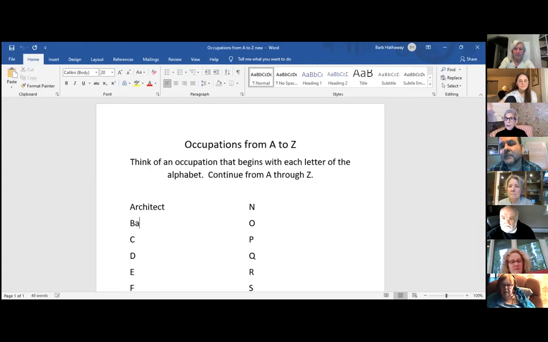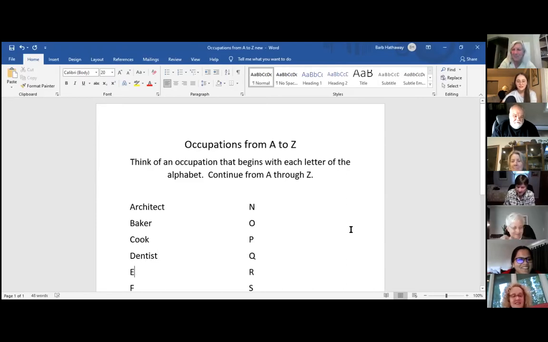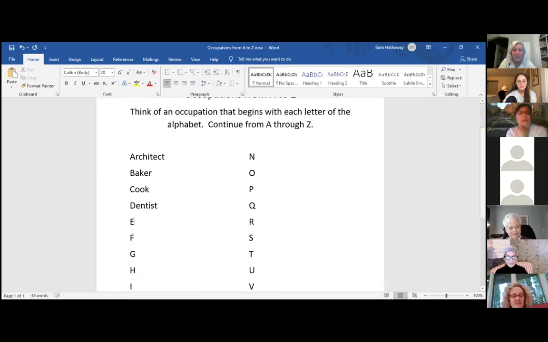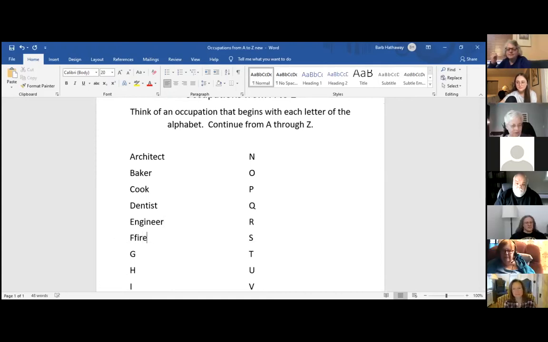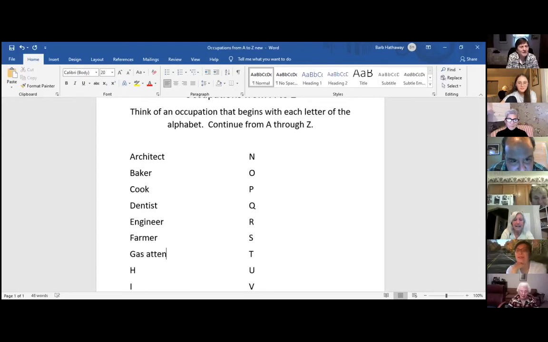Baker. Okay, C. Cook. Construction. D. Dentist, doctor. Dog walker. I was thinking dog walker. Yeah, good. E. Electrician. Engineer. Oh boy, okay. I heard a whole lot of things. I'm just gonna pick one of them, okay? F. Firefighter. Farmer. Farmer, all right. G. Gardener. Gas attendant. That's one I haven't heard before. Okay, good. H. Housekeeper.